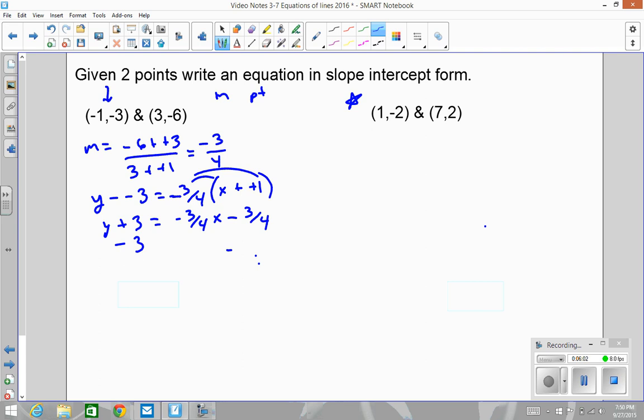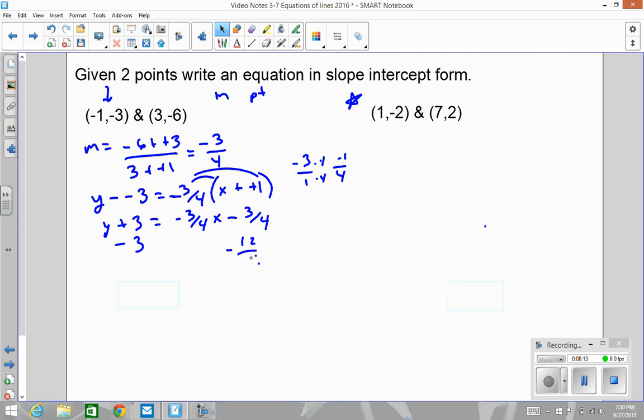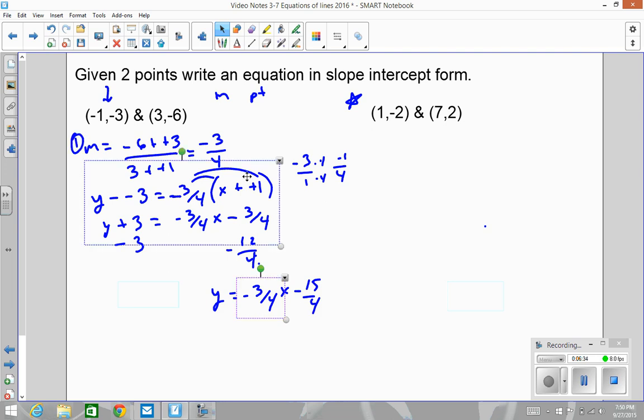I'm going to change the -3 over 1 to have a denominator of 4, so I'm going to multiply by 4 here, so it becomes -12. So that's going to be minus 12 over 4. So that means y is equal to -3/4 x minus 15 over 4. And this is my equation of a line. So the first thing you do, number 1, is find slope. Number 2, plug into point slope. And number 3, simplify.